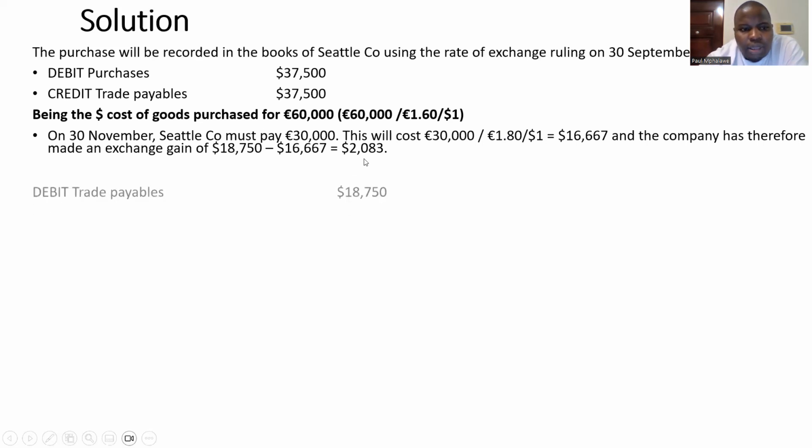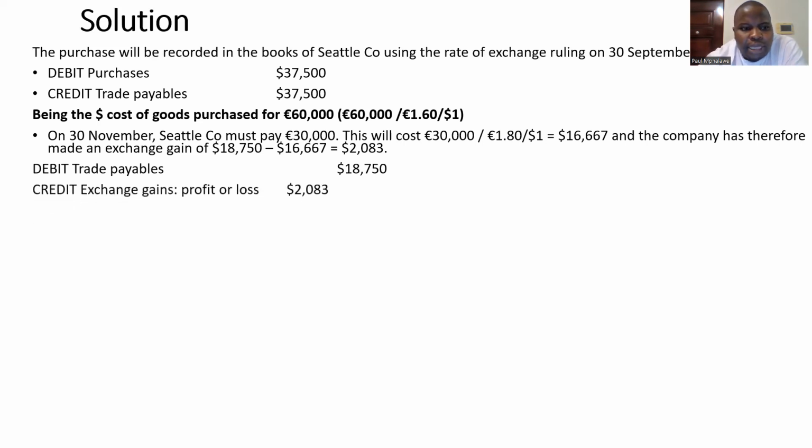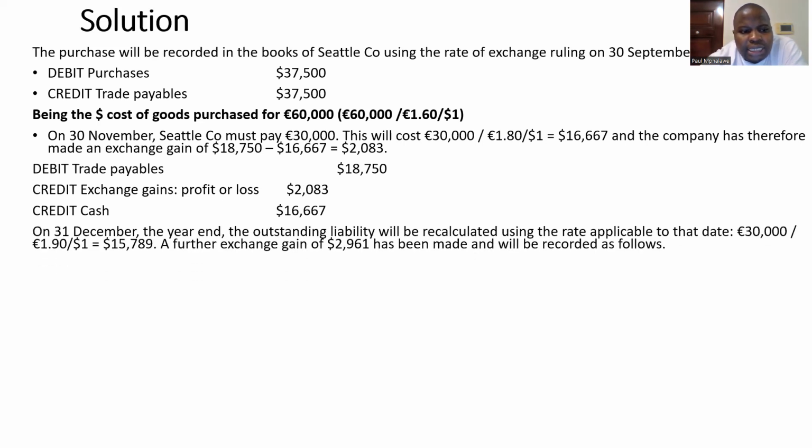The gain is 2,083. Now, what are we going to do? We debit payables 18,750 to remove the total amount that was owing by that time, and we credit exchange gains in profit, that is 2,083. And we also credit cash 16,667, the cash paid.